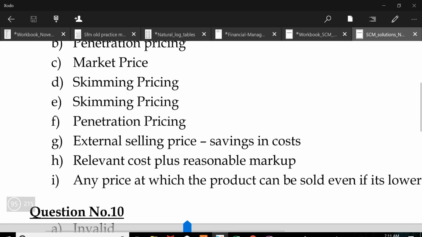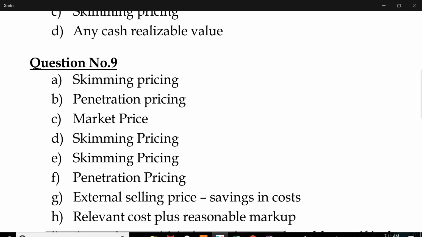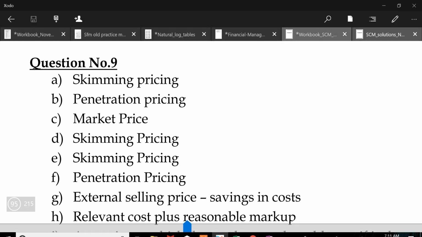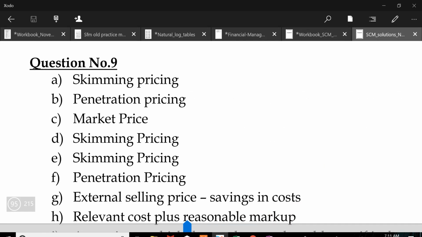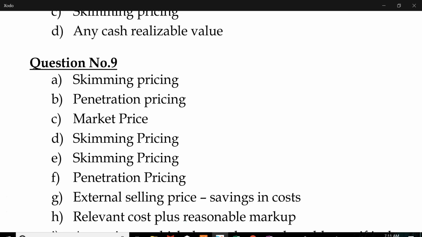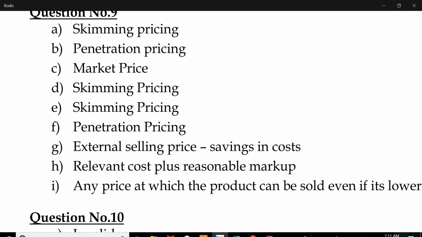Now look at the answer. First one was skimming. What was the question? Patented, we made it right. Second one, institute has given penetration. Third one, market price is what has been given. I think fourth, fifth, sixth would be right for us. 7, skimming penetration is what we did. 4, 5, 6. 7 we did not do, leave it.